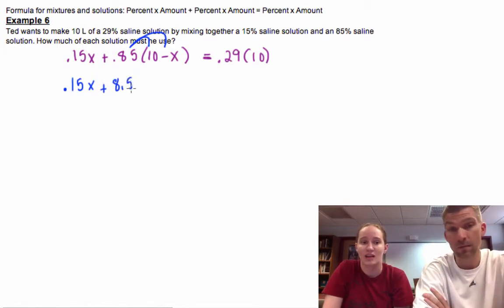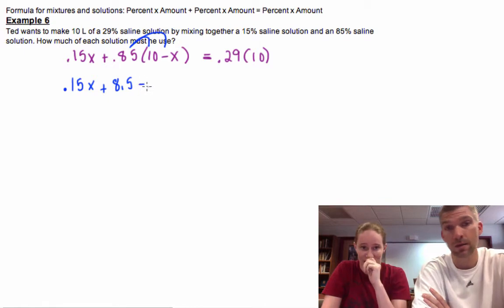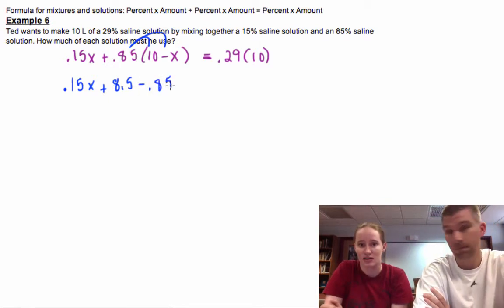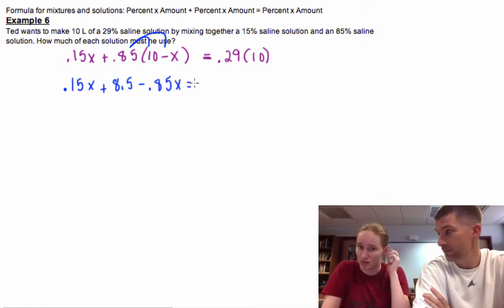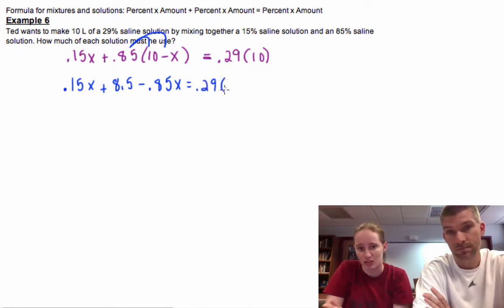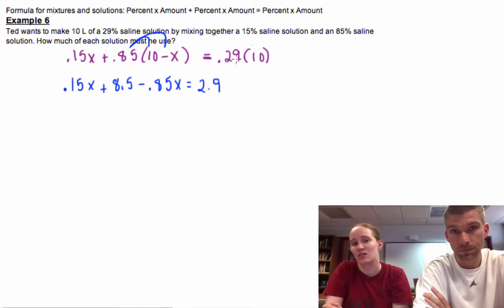Math needs to happen correctly. So I'm just sitting here distributing. Math can't be created; things do not just randomly come out of nowhere. Oh, I can do this. 0.29 times 10 is 2.9. Okay, I distributed on this right here and multiplied that out.